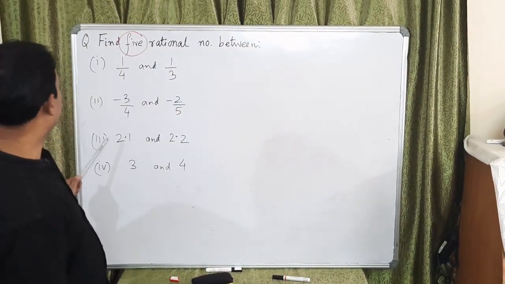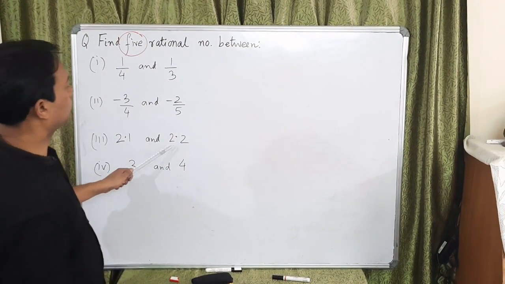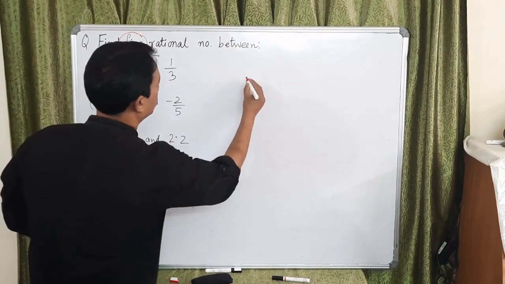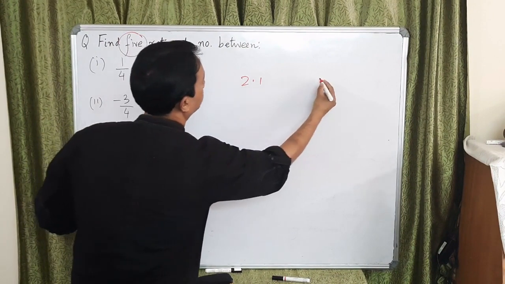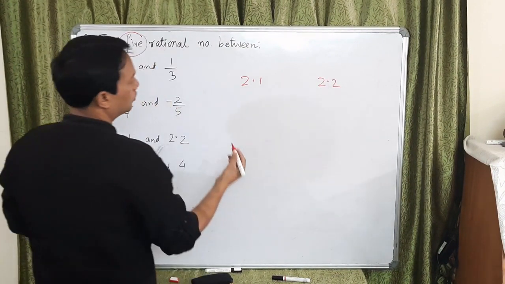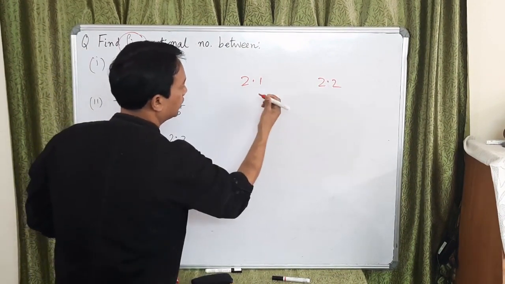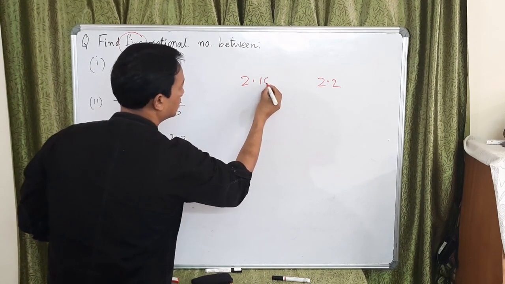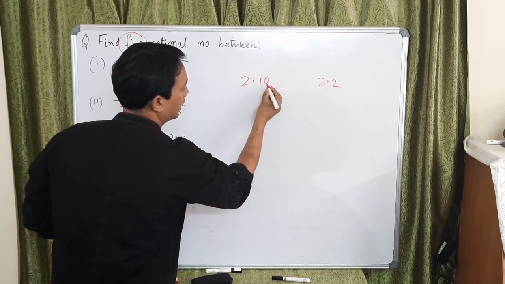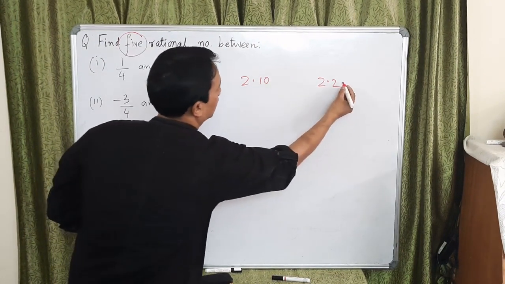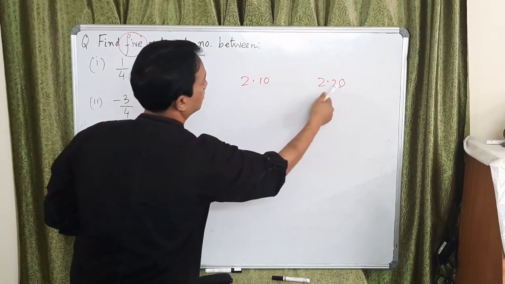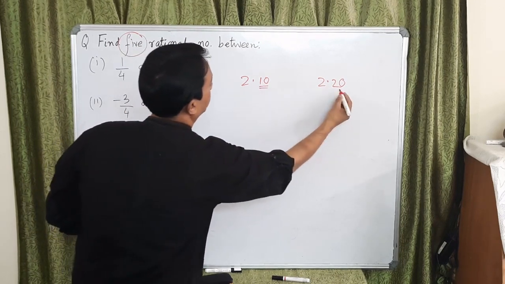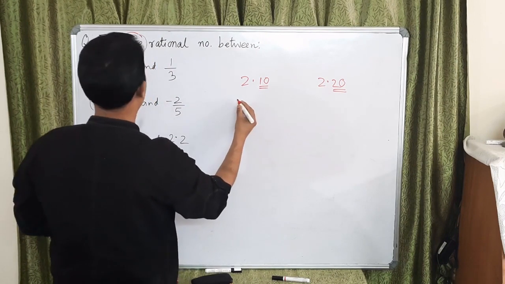Okay, now let's look at the third one. We have 2.1 and 2.2. Between 2.1 and 2.2, between 1 and 2 we don't have any numbers, so you can just increase the decimal places. Here you can just add a 0. It is 2.10, and here also we'll increase by 1 place, the same number of places. Then between 10 and 20, we have many numbers, and we want 5 of them.